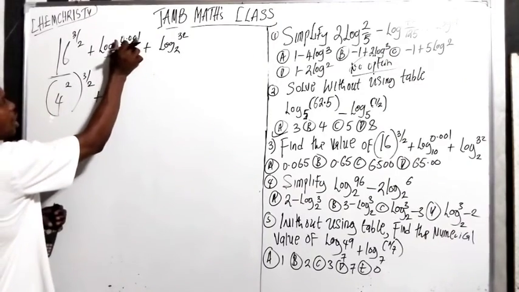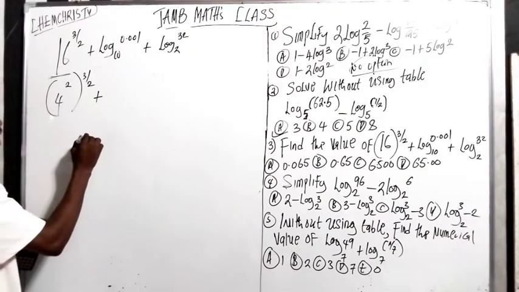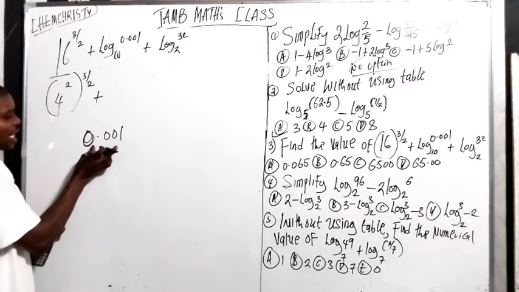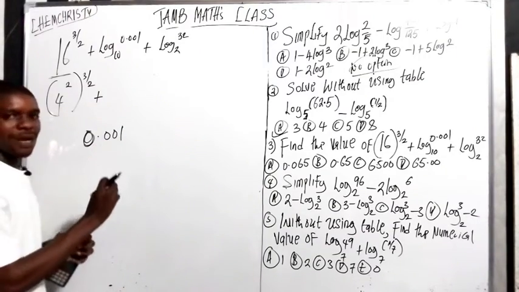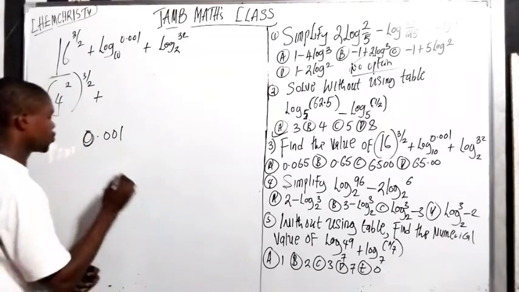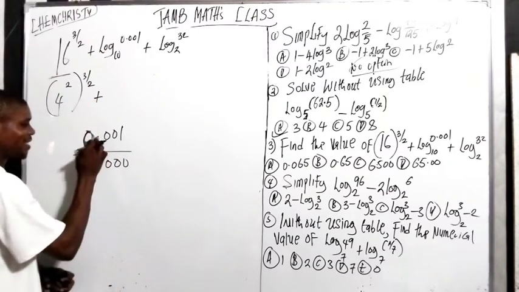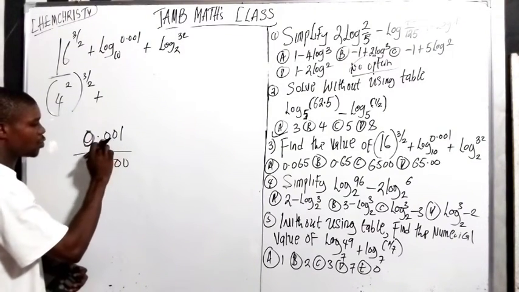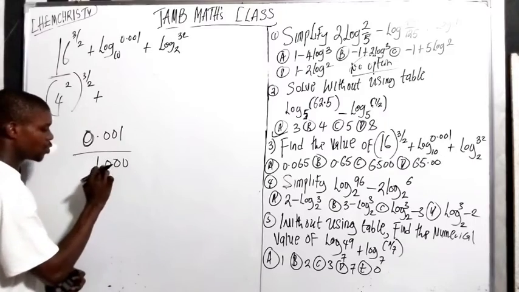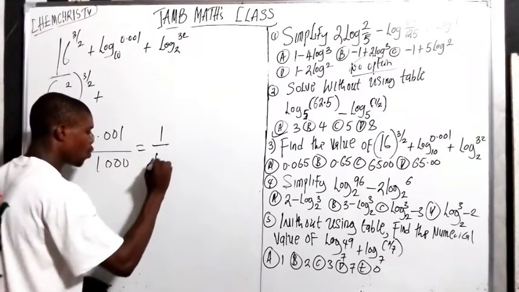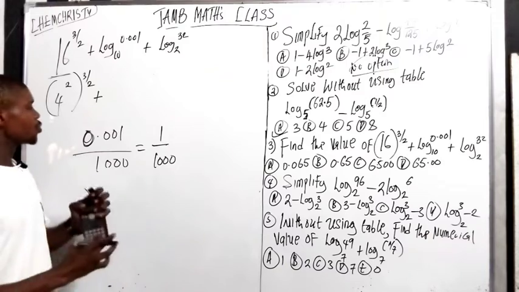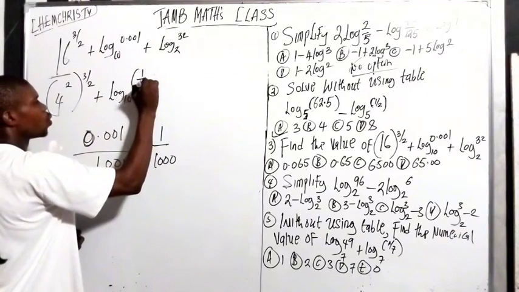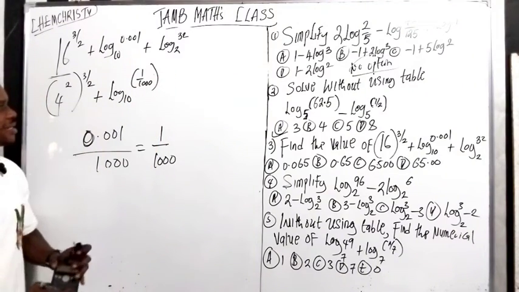Plus, now let's reduce this one here, 0.001. How do we change this decimal to a fraction? It is going to be 1 over 1000. How many figures do you have here? 1, 2, 3. There are going to be 3 zeros, 1, 2, 3. So it is going to be 1 over 1000. Do you see that? So this is saying log base 10 of 1 over 1000.